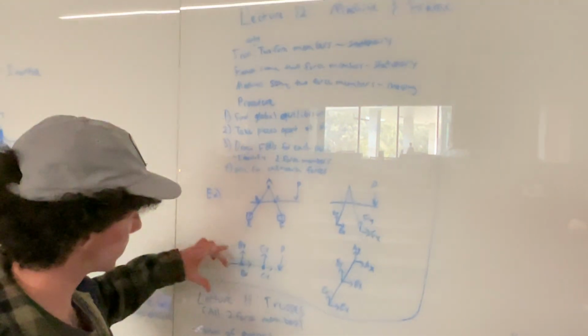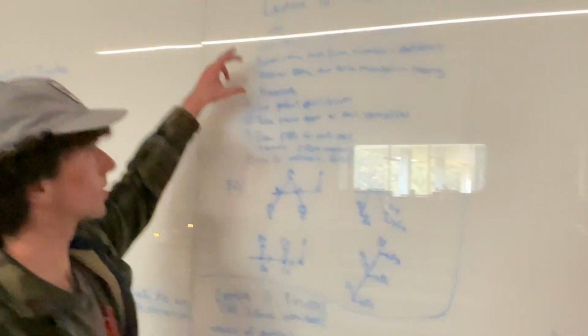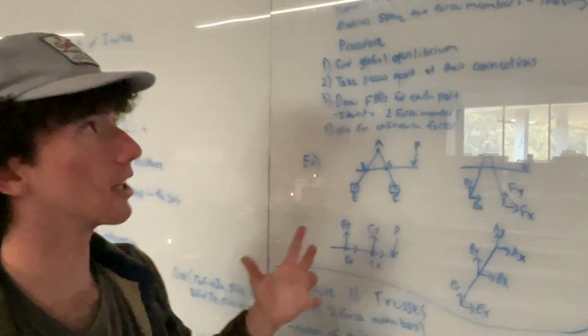So now we're just advancing. It's the same stuff essentially. Now we're doing machines and frames. I just want to recap. So 2 force members, it's a structure entirely made of 2 force members, and it's always going to be stationary. It's not going to move.